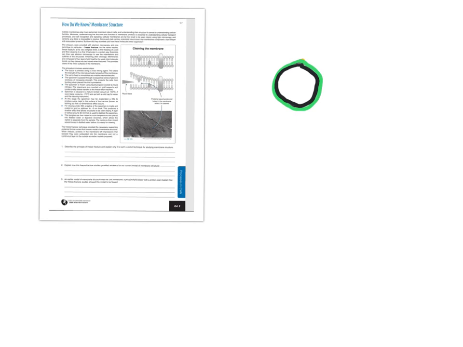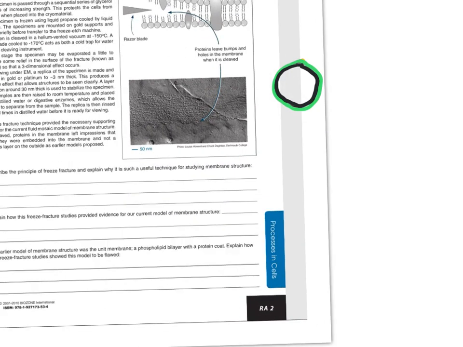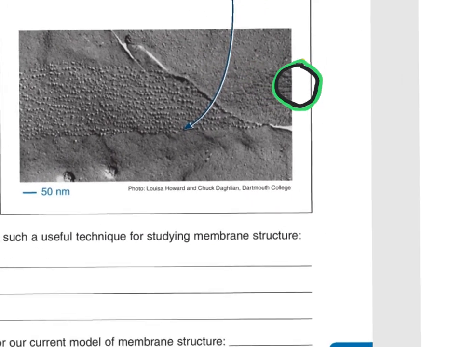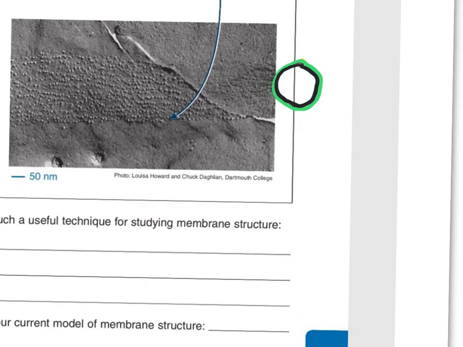Well, when we did it, this is what we got. If it were true that this model was correct, that you had a protein layer outside a phospholipid layer, when you split it, what you'd expect to see is a smooth protein layer and then a smooth phospholipid layer. That's what you'd expect to see, but you don't see that.